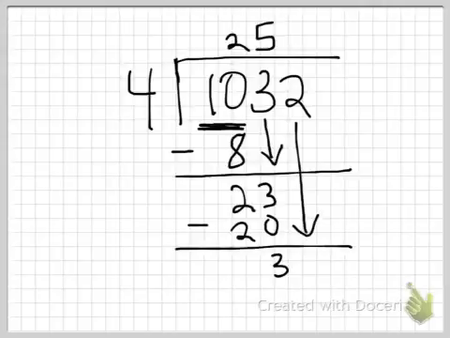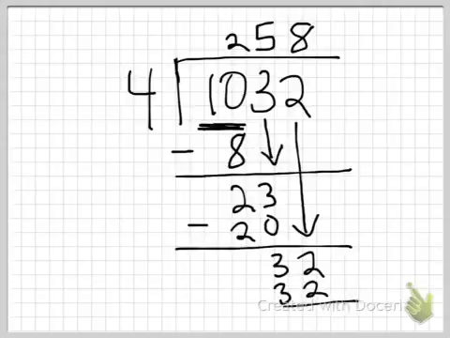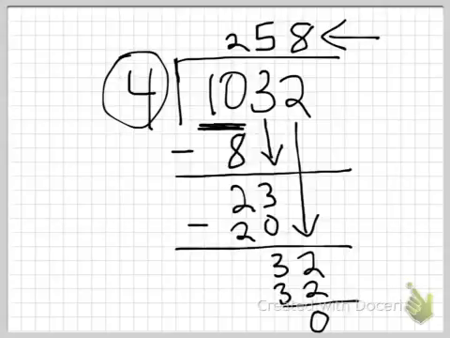Now we're going to bring down the 2. And how many times does 4 fit inside of 32? That's 8 times. So 4 times 8 is 32, and we got a remainder of 0. So 1,032 divided by 4 is 258. If you have $1,032 and you split it among 4 people, each person is going to get $258. Okay, so let's move on to the next one.